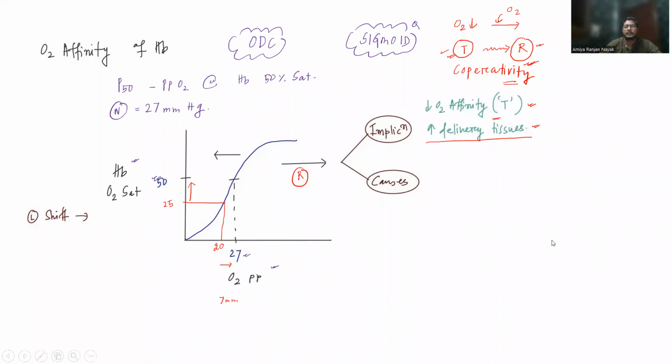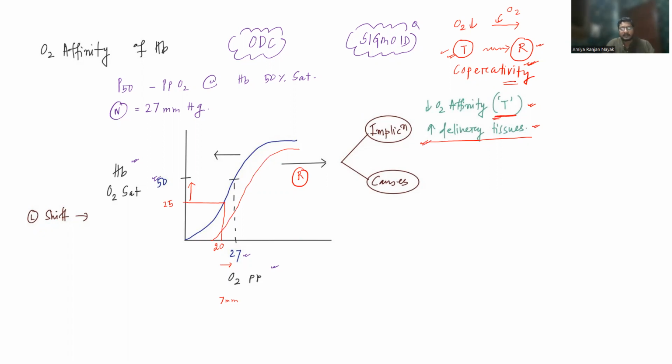As we are discussing, what do you understand by rightward shift? That means the curve is shifted like this. What is the meaning of this? Whenever there is a rightward shift, it means the oxygen affinity is reduced. That means there are more tensed forms. Tense form has reduced oxygen affinity. As I have already told you, deoxyhemoglobins tend to be in a tensed form. Whenever oxygen affinity decreases, there will be increased oxygen delivery to the tissues.